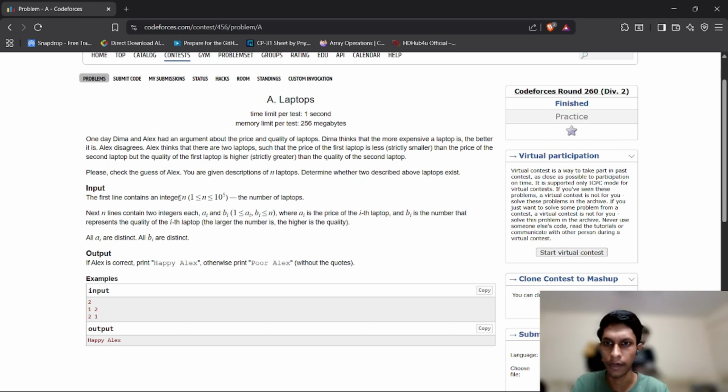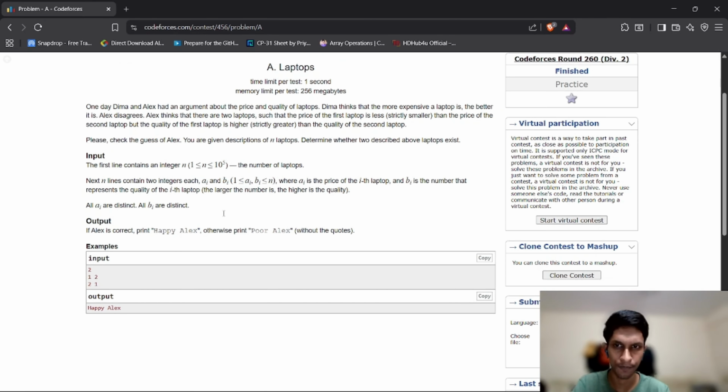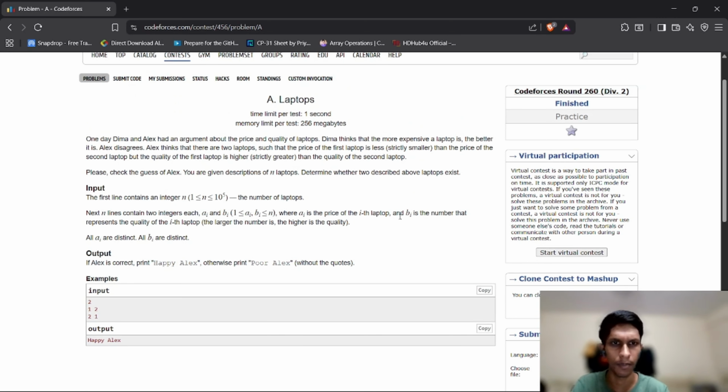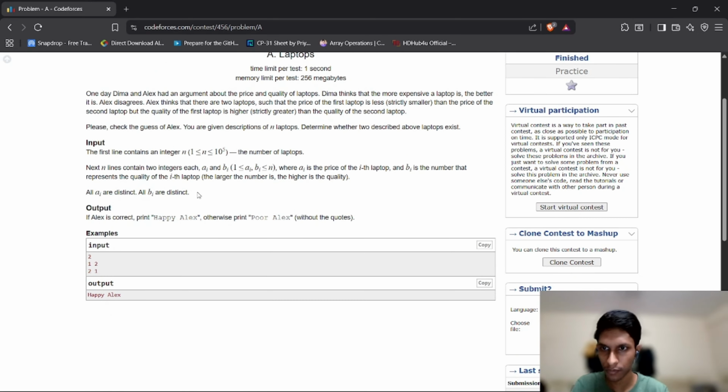For input, we will be given an integer n, which is the number of laptops, and after n there are a and b. A is the price of the laptop, and b will be the quality of that laptop. They will be represented by ai and bi, the price and quality of the ith laptop. All ai and bi are distinct.